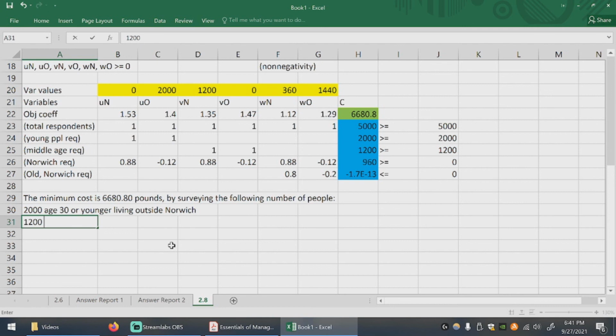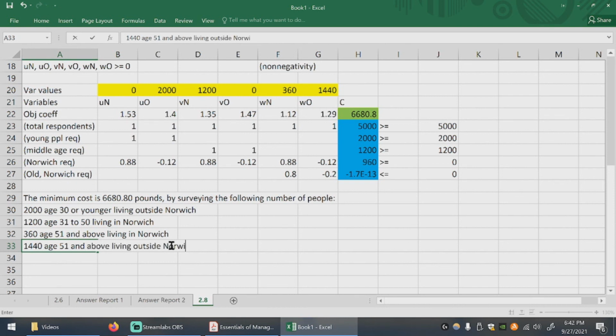1,200, age 31 to 50, living in Norwich. 360, that's a 2, 360, age 51 and above, living in Norwich. 1440, age 51 and above, living outside Norwich.